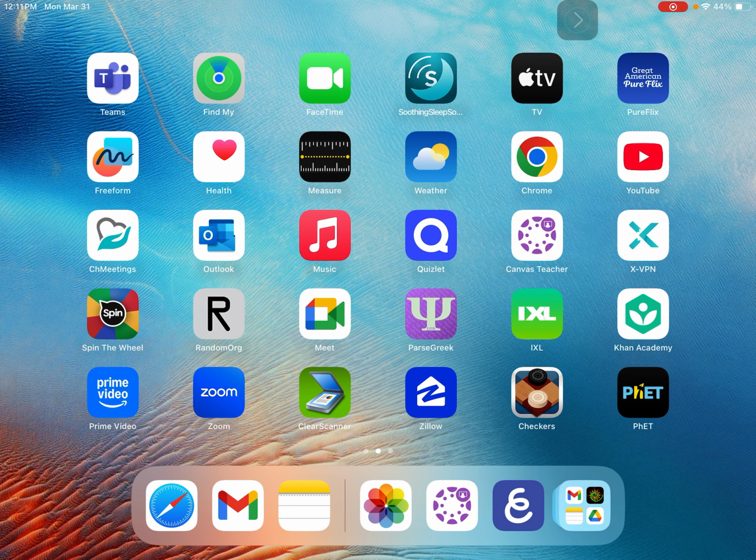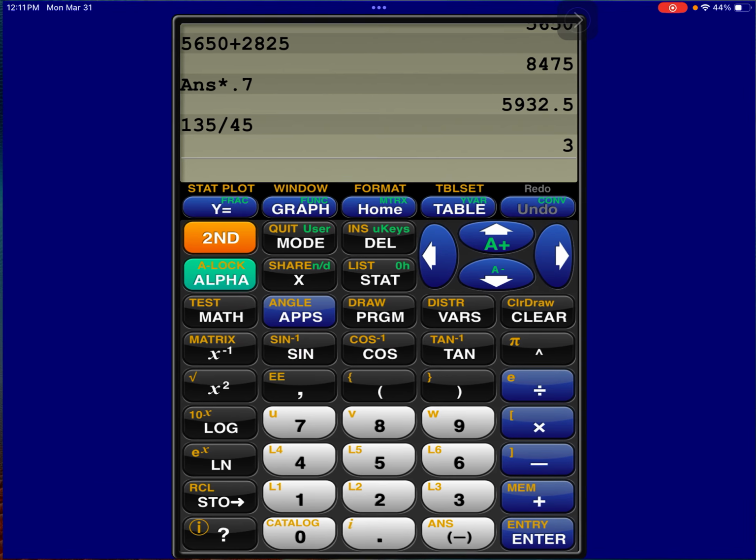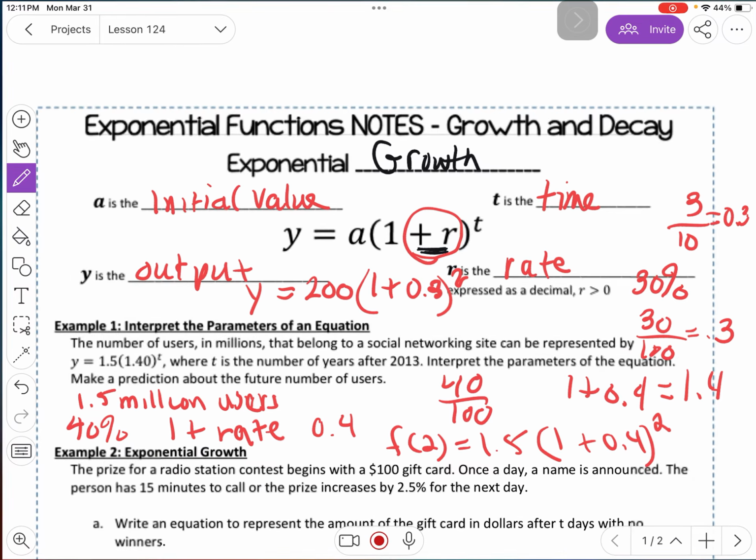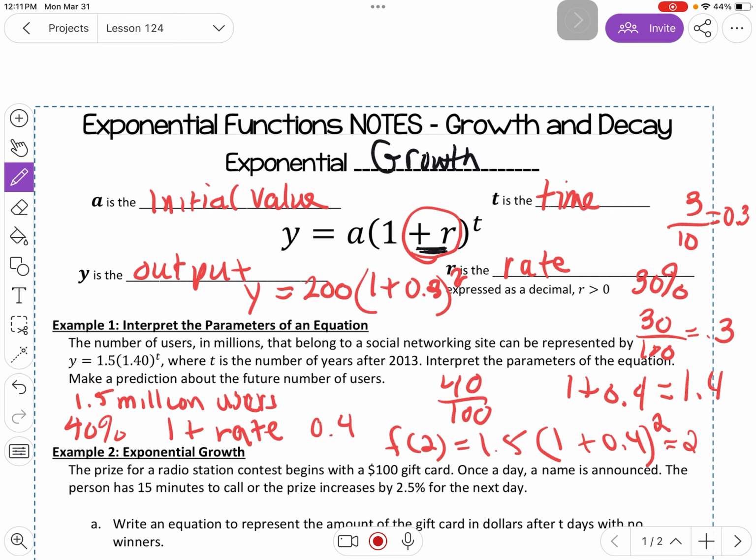1.4 squared, that would look like this. Let me grab my calculator. 1.4 to the second power. That's 1.96. And then all we have to do from here is just multiply by the a value. And we said the a value was 1.5. So we get 2.94 million users in 2 years. So this would be 2.94 million users in the second year.